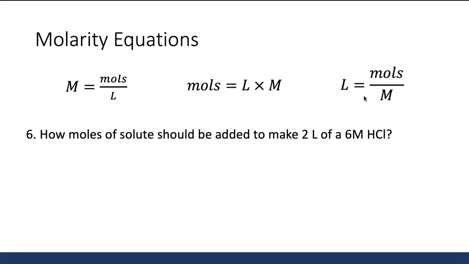All right, let's try number 6. Oops, there's a typo here. How many moles of solute should be added to make 2 liters of a 6 molar HCl solution? All right, so I have liters here. I have concentration or molarity here. I'm looking for moles, so I'm going to use this equation. Moles equals liters times molarity. 2 liters times 6 molar, 12 moles.